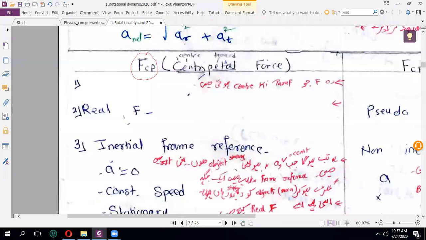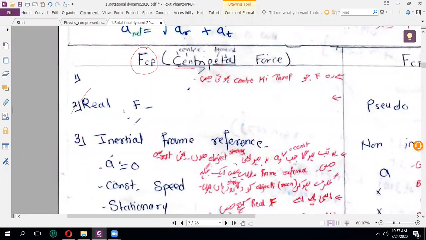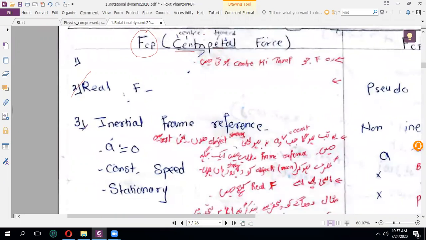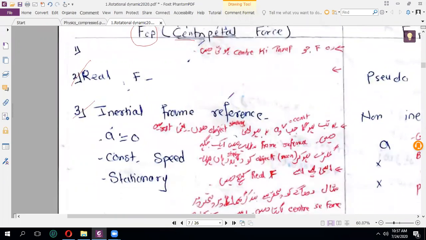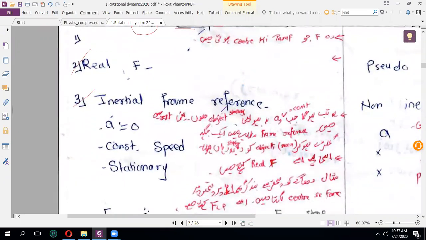So centripetal: centri means center, petal means toward. Any force which is directed toward the center is called centripetal force. Scientists say this type of force is a real force, and it follows the inertial frame of reference. What is inertial frame of reference?